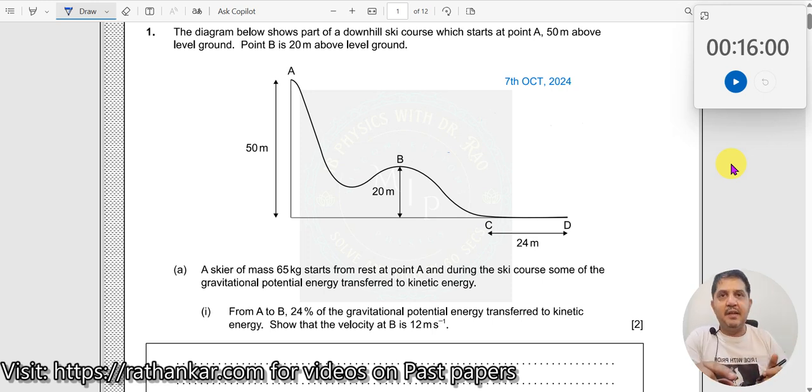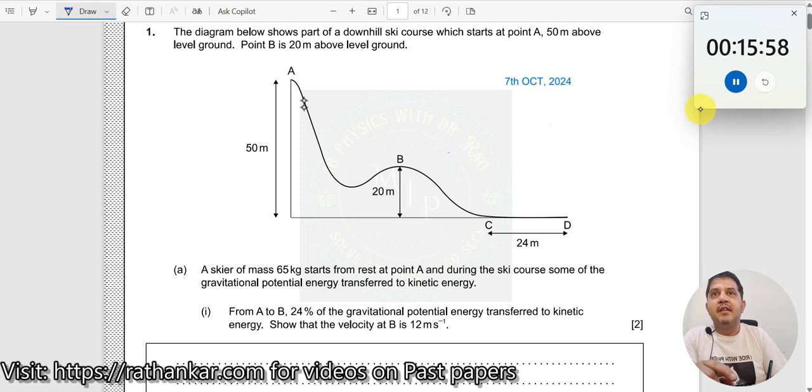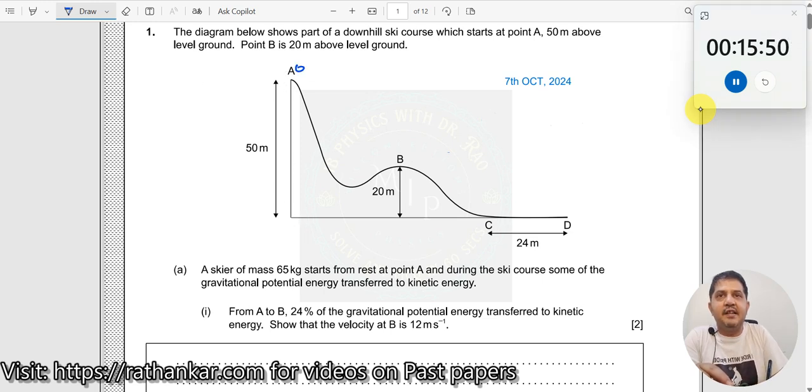Okay, let us begin with this. The problem is for 16 marks, so I am allotting 16 minutes. The diagram below shows part of a downhill ski course which starts at point A, 50 meters above the level ground. From here, a skier of mass 65 kg starts from rest at point A, u equal to 0.